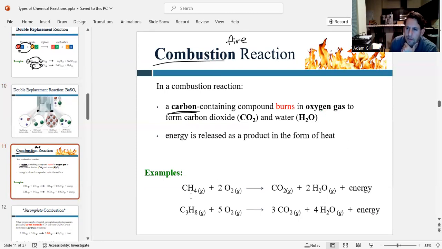There's an example. You can have CH4, methane, reacts with oxygen, and it creates CO2 and H2O and energy. Or you could have C3H8. This is propane, right? Propane burns with oxygen, it creates CO2 and H2O. So you always have some carbon source. It's always going to react with oxygen gas, and it will always produce carbon dioxide and water. That's a combustion reaction.